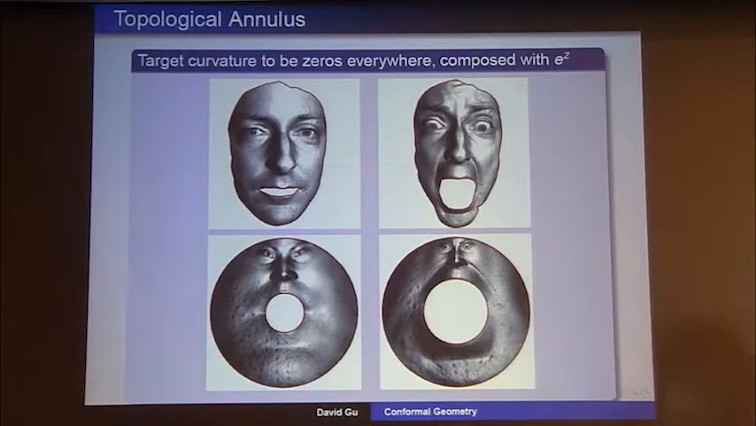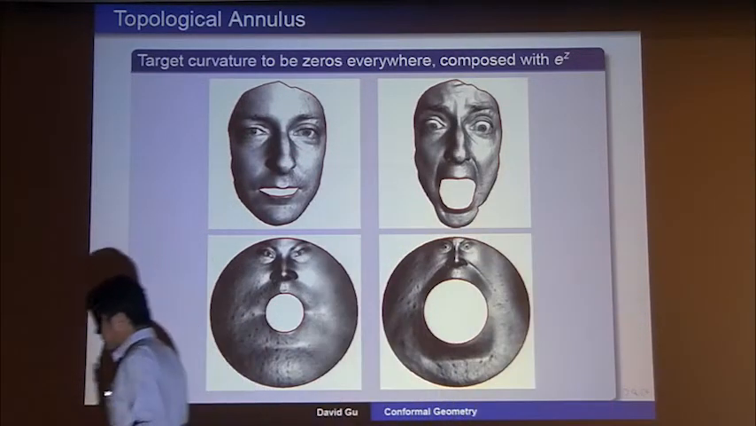Then how about the annulus? Here we have a human face. Then we remove the mouth. Then we set the target curvature to be 0 for the interior vertices. Then we set the target curvature to be 0 on the boundary as well. Let me explain here.